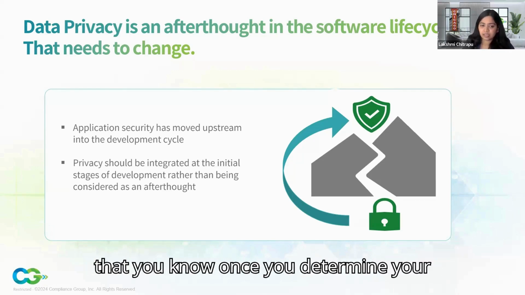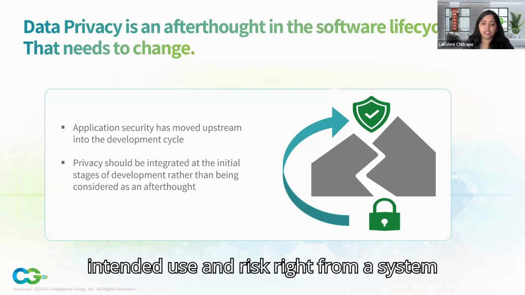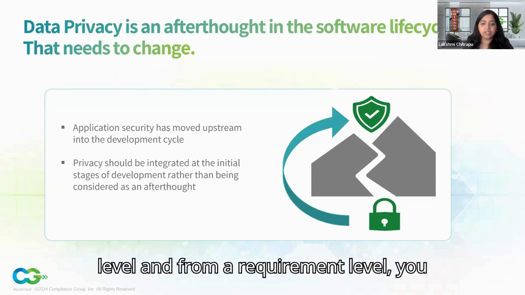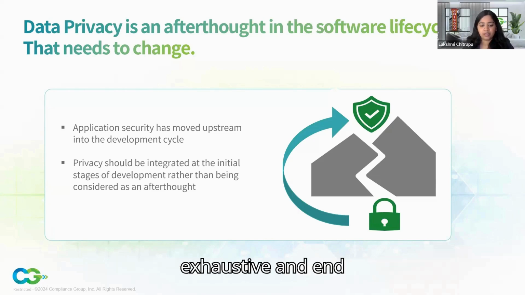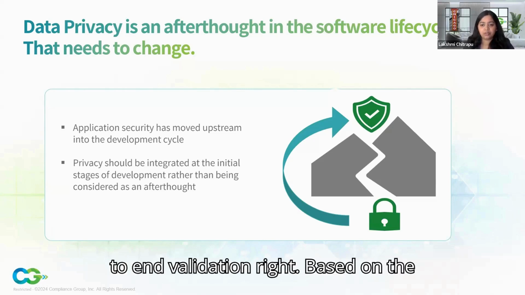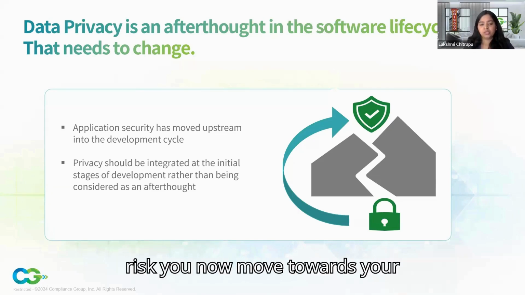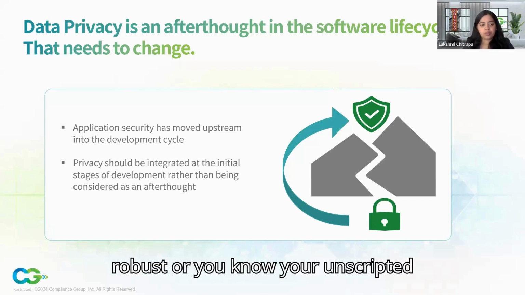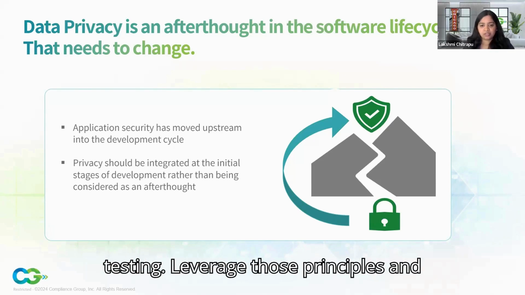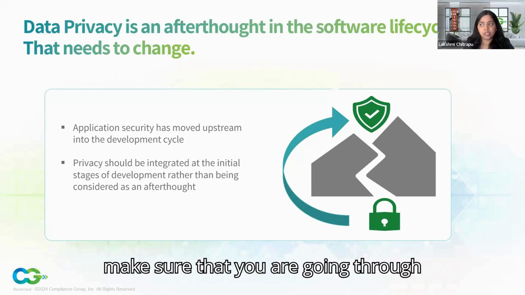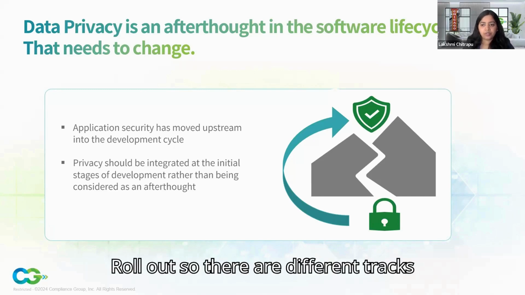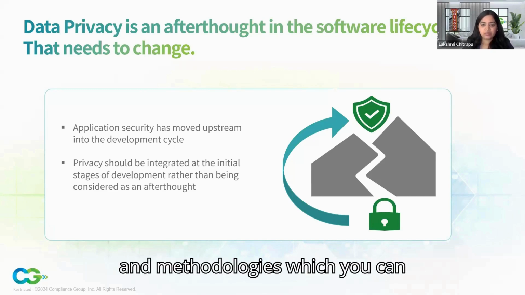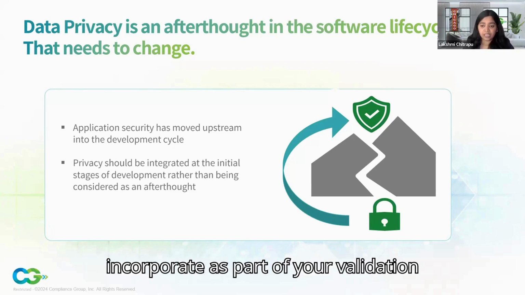Even CSA states that once you determine your intended use and risk, right, from a system level and from a requirement level, you don't have to go through an exhaustive, end-to-end validation. Based on the risk, you now move towards your robust or your unscripted testing. Leverage those principles and make sure that you are going through something called a standard rollout. So there are different tracks and methodologies which you can incorporate as part of your validation implementation.